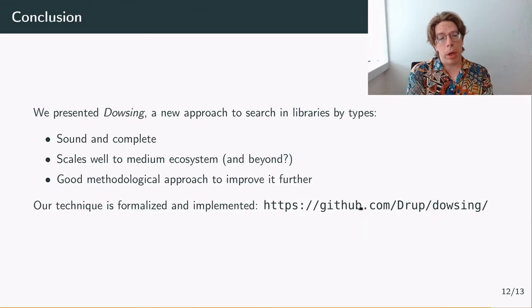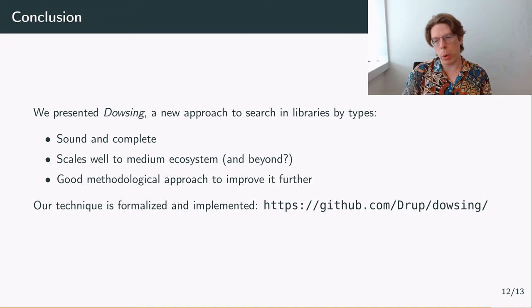So to conclude, we presented Dowsing, a new approach to search in libraries by types. It is sound and complete, and we've formalized our unification procedure and our shortcuts, and proved the soundness of the shortcuts. Our method scales to medium ecosystems, and we hope beyond with additional work. And in particular, the most important bit is that we now have a good methodological approach to improve this further by measuring the bottlenecks and finding new shortcuts from them. And so everything is formalized and implemented.